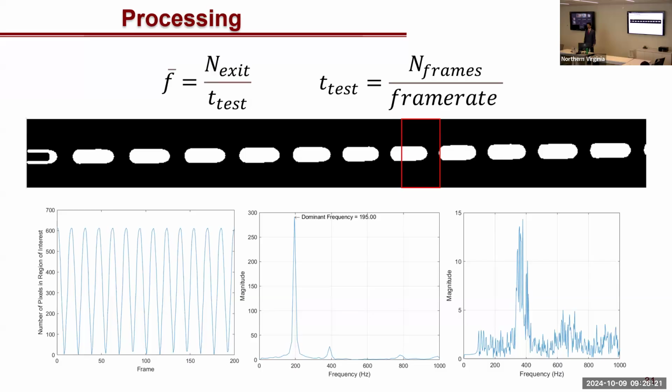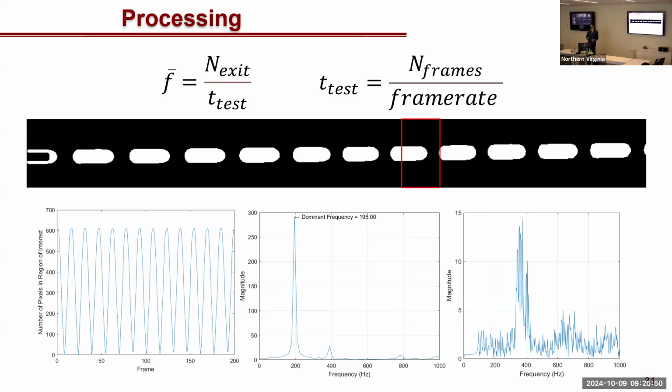So with this, we calculated the average frequency of bubble generation. So we counted the number of bubbles that exited the frame and divided it by the total time of the test. And the total time of the test was the number of frames of that test divided by the frame rate. This only gives us an average frequency of bubble generation. This doesn't take into consideration the fact that there might be some fluctuations within the frequency.